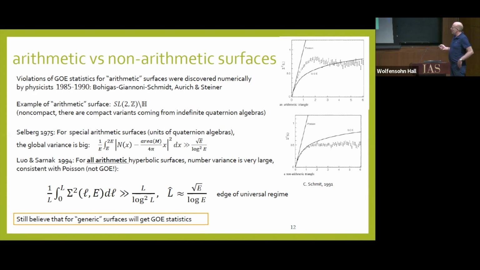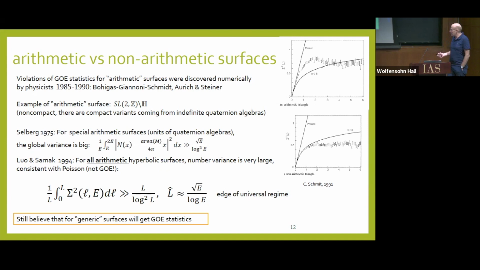Wenjilu and Petersson actually did the computation for its universal, which is what I'm interested in. And more remarkably, they understood what it means for all arithmetic surfaces, which is a much more difficult thing. They showed that for all arithmetic surfaces, I'll define arithmetic surfaces in a second, the number variance is again very, very large. So instead of growing logarithmically, it really wants to grow linearly.